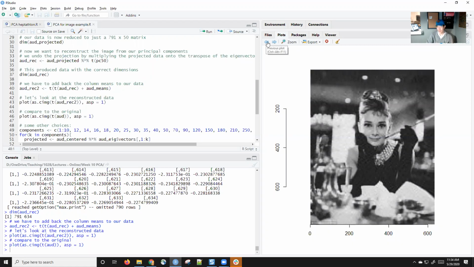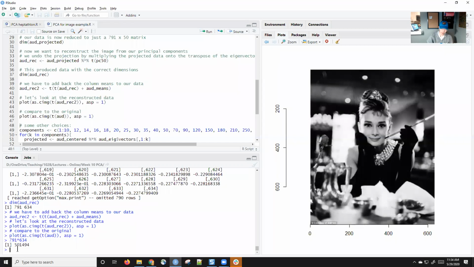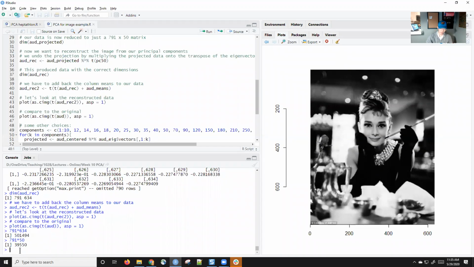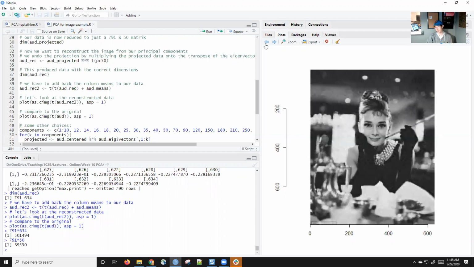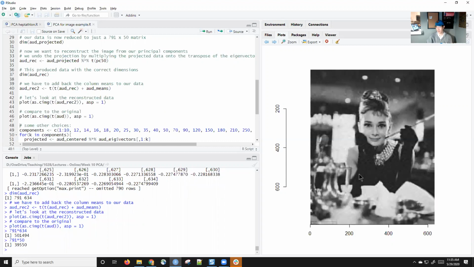Basically the idea is, this is a lot of values, right? 791 times 634, that's about 502,000 values. And 791 by 50, that's only about 40,000 values. So if you needed to send this over the internet in a compressed form, you can send a lot fewer values, like 1/10 of the values, and give it the instructions on how to recover the image, and you can get this back.